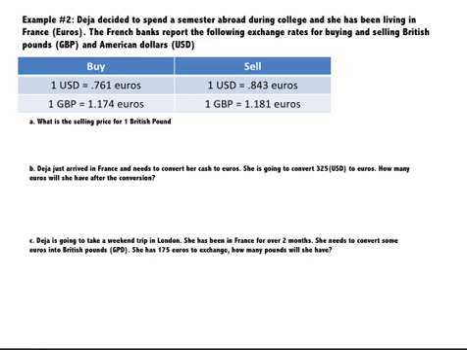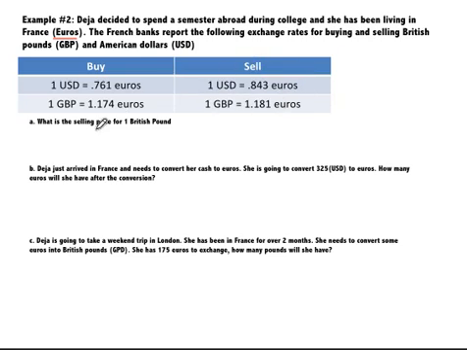Moving on to a second example. In this particular example, it says Deja decided to spend a semester during college abroad, and she has been living in France. And France, by the way, uses the euro. The French banks report the following exchange rates for buying and selling British pounds and American dollars. So if the bank buys $1, it's equal to 0.76 euros, buys 1 British pound is equal to 1.174 euros, and so on and so forth for selling.